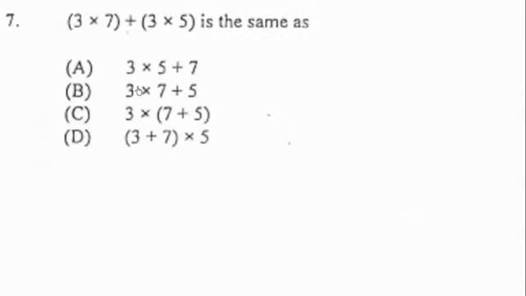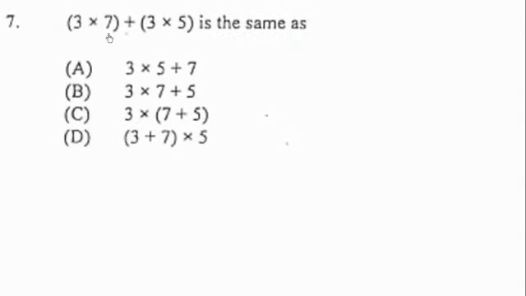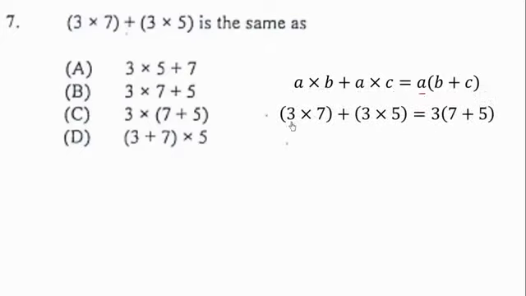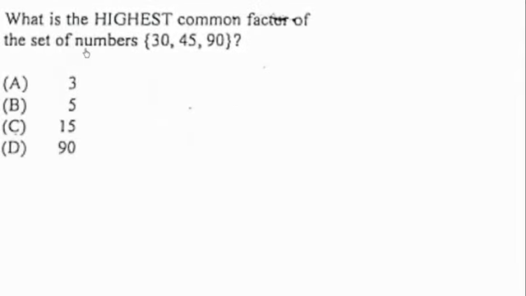Question 7. We have this 3 times 7 plus 3 times 5 is the same as, so we use the distributive property. We have A times B plus A times C is equal to A outside and B plus C. So let's go. We have 3, which is standing for A, B, and C. So we have 3 outside, 7 plus 5. So the correct answer will be this. Now let's go on to the next question.